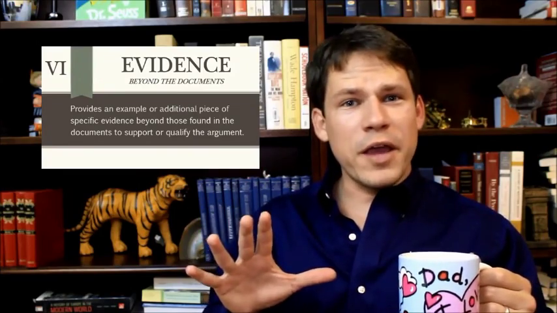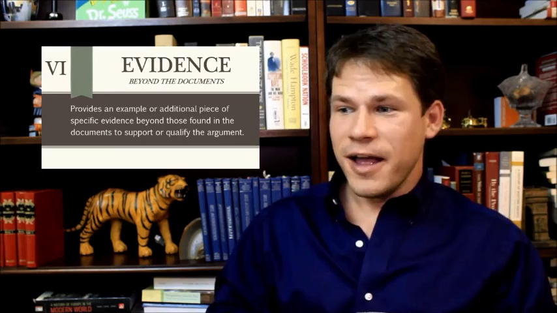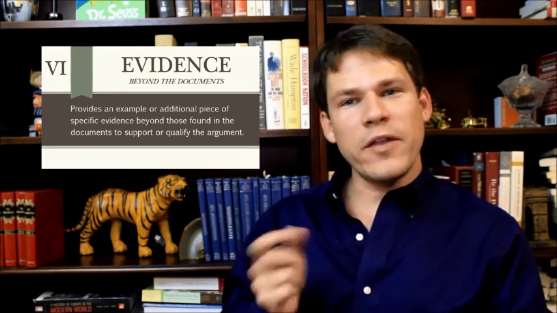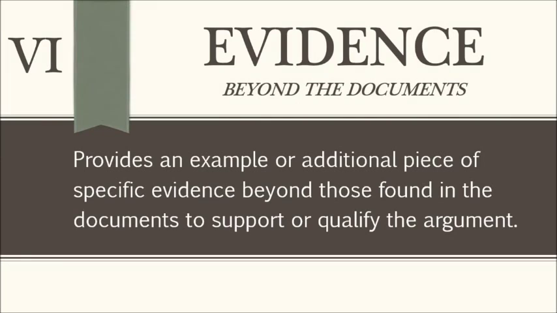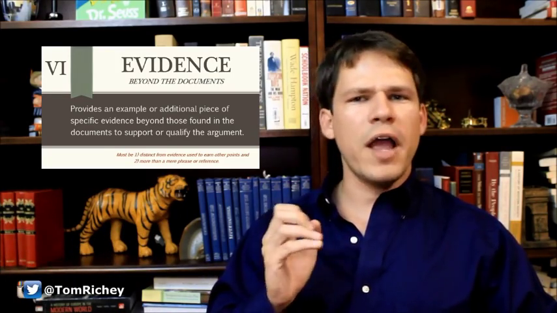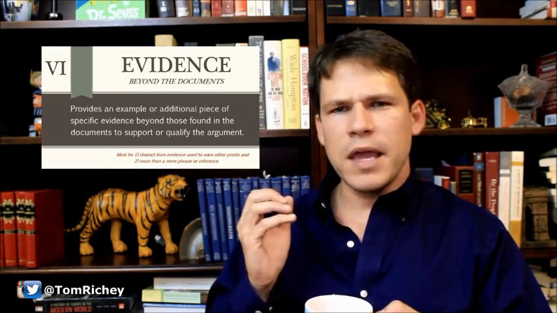Baggins! So now that we have put the Shire together, we need to put some little hobbits in that Shire. And that's where we get to point 6, the evidence beyond the documents. This is where the student provides an example or additional piece of specific evidence beyond those found in the documents to support or qualify the argument. Keep in mind, it must be 1, distinct from evidence used to earn other points, and 2, more than a mere phrase or reference. You want this outside evidence to be substantive.